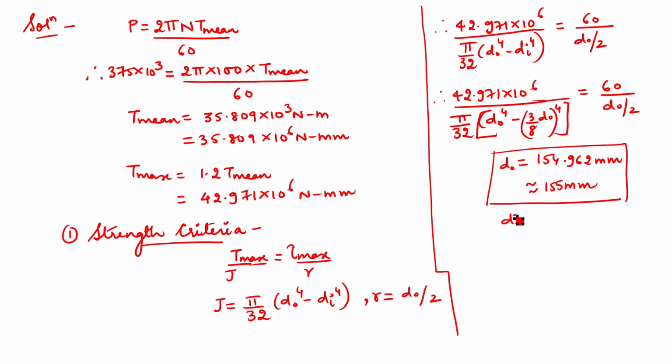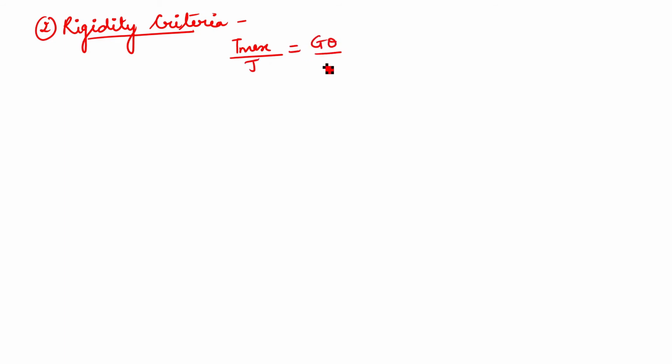Now DI is 3 by 8 times DO. So I get the value of DI as 58.125 mm. So this is another value that I want to find, DI and DO. Next I am going to use rigidity criteria for calculating the value of DI and DO. So let's write down, second is my rigidity criteria. Rigidity criteria, as we have discussed, is also called stiffness criteria. The formula is T max upon J is equal to G theta upon L.